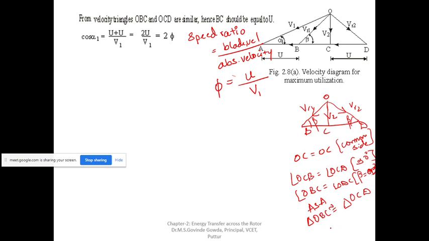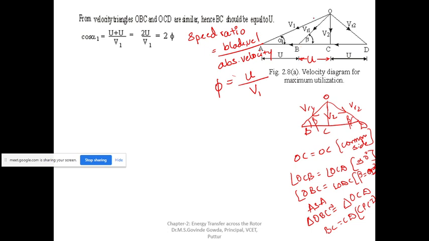When this is there, we can say that BC equals CD. Why BC equal to CD? What can we give as the reason? This reason is CPCT. What does CPCT mean? Corresponding parts of congruent triangles. Very good. So that is CPCT. Therefore BC equals CD, that means this is also equal to U. Yes, therefore this is also equal to U.